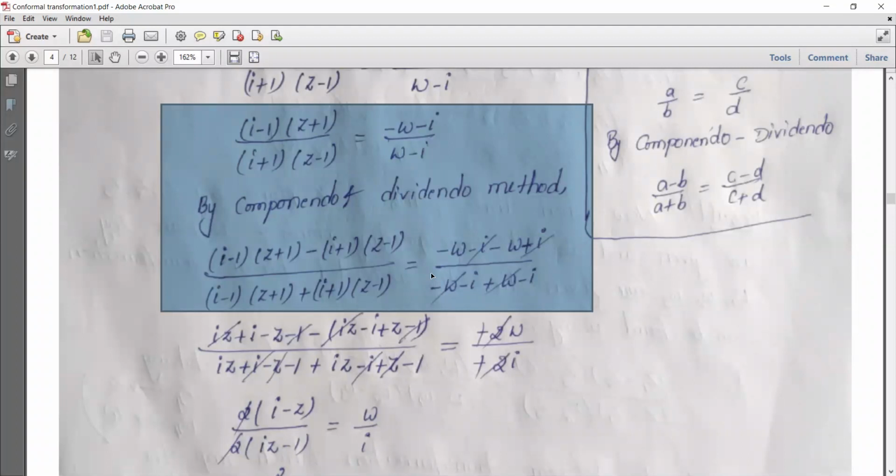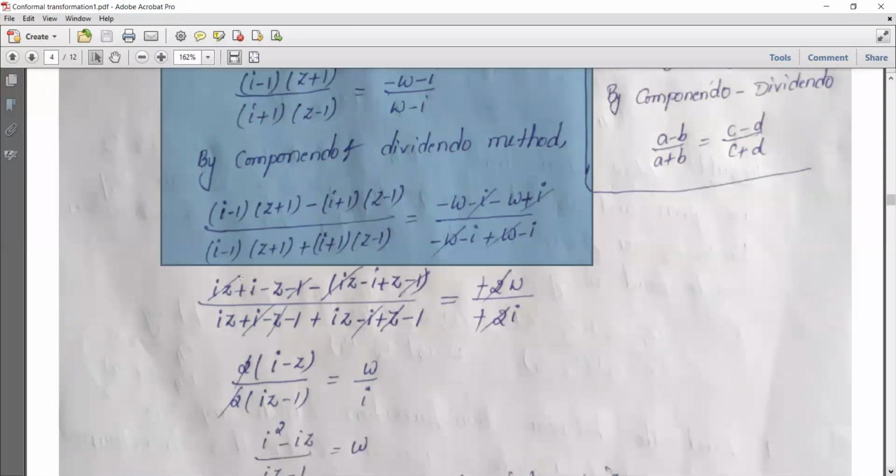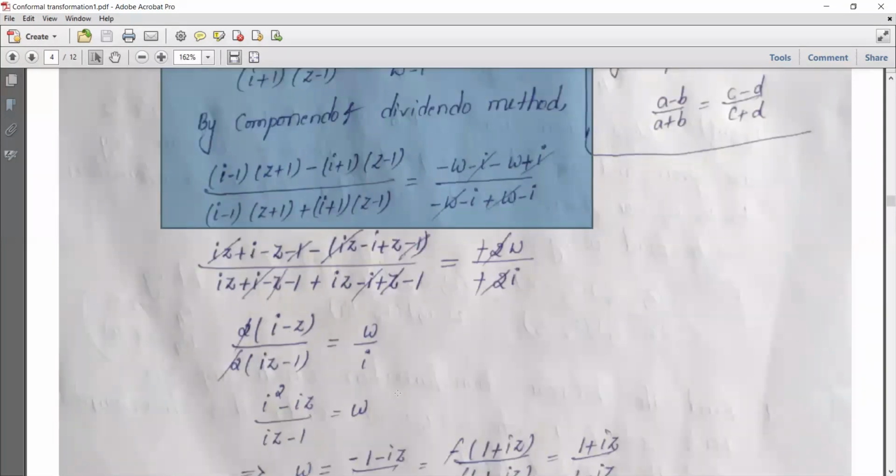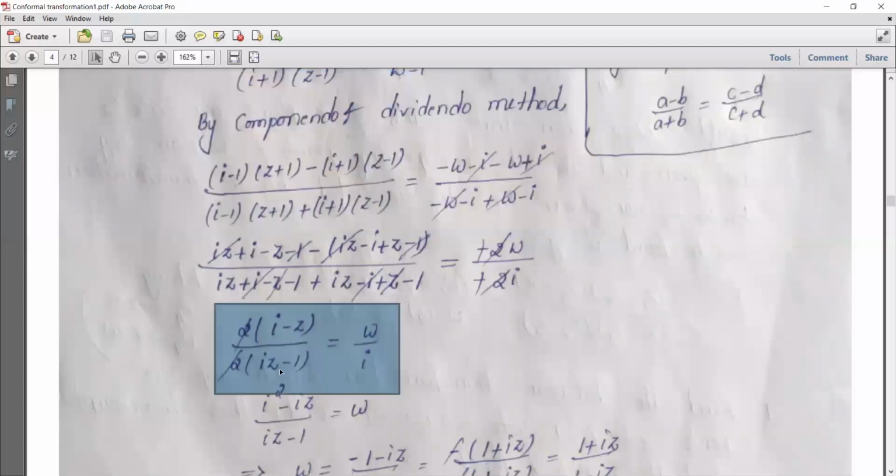RHS numerator minus w minus i, minus the denominator w minus i. Here minus of w minus i is minus w plus i, by minus w minus i plus w minus i. Simplifying this, after simplifying that, we will get this equation, that is 2 into (i minus z) by 2 into (iz minus 1), which is equal to w by i.